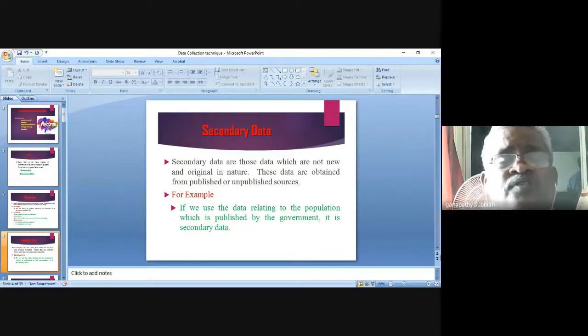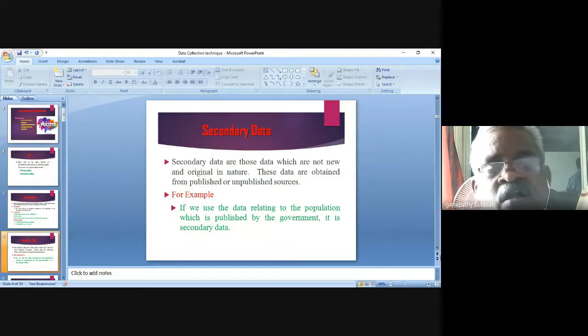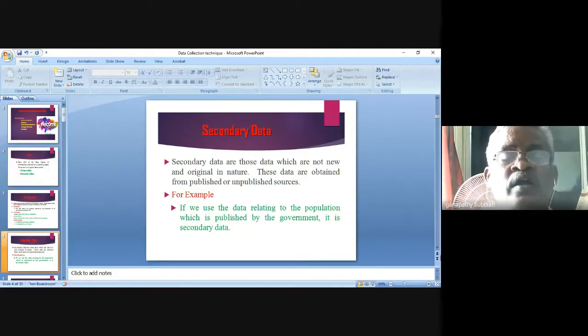Then let us move to secondary data. Secondary data is another important source for conducting research. The secondary data are those data which are not new and not original in nature. These are existing data, available in a structured form. This data is obtained from published or unpublished sources. For example, if we use the data relating to the population which is published by the government, the population census is conducted by the government every 10 years, and those data are available on the government website.